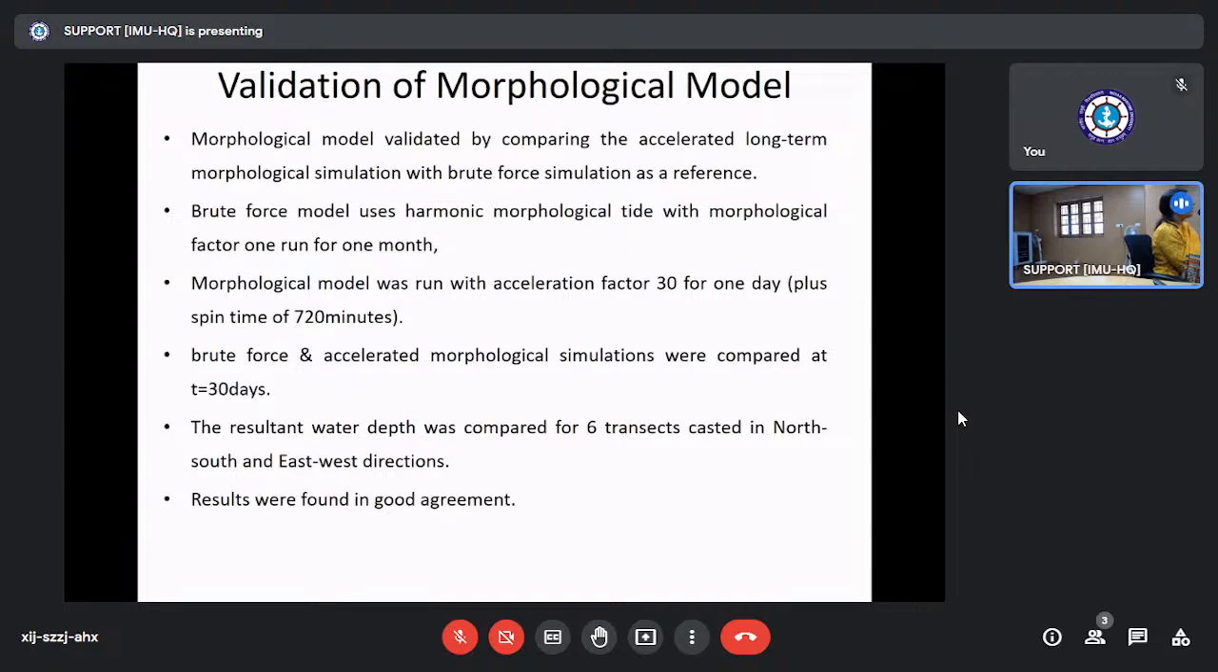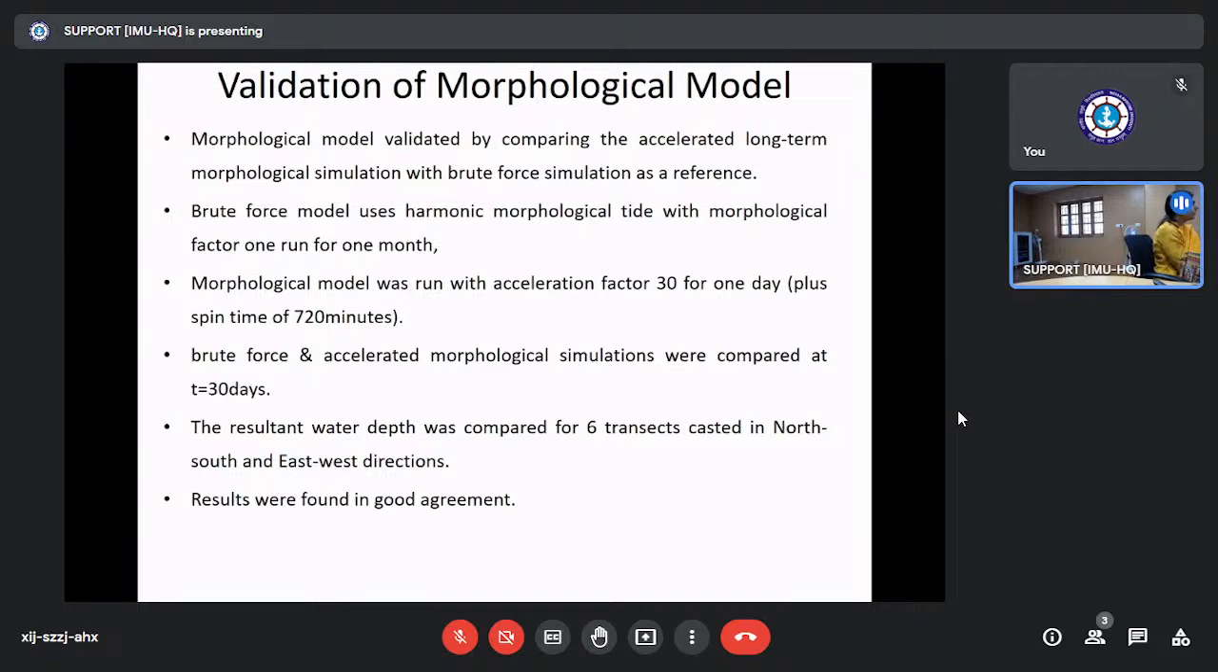Now after forming the morphological model using morphological tides and the morphological acceleration factors, the morphological model was validated. The morphological model was validated by comparing the accelerated long-term morphological simulation with the brute force simulation as a reference. So, the brute force simulation uses the harmonic morphological tide with morphological factor 1. It was run for 1 month, where no acceleration factor was used.